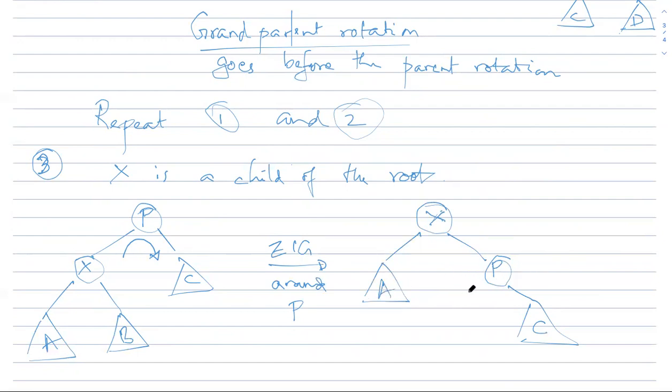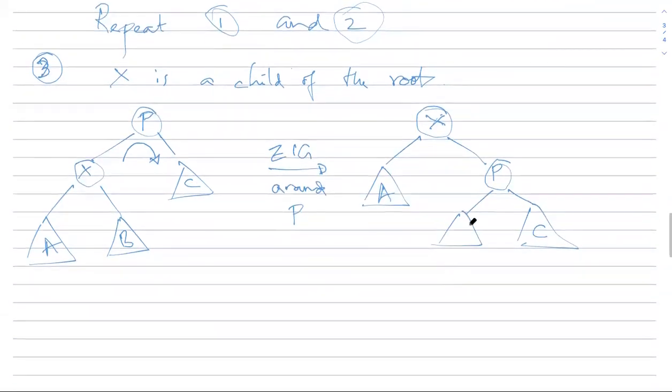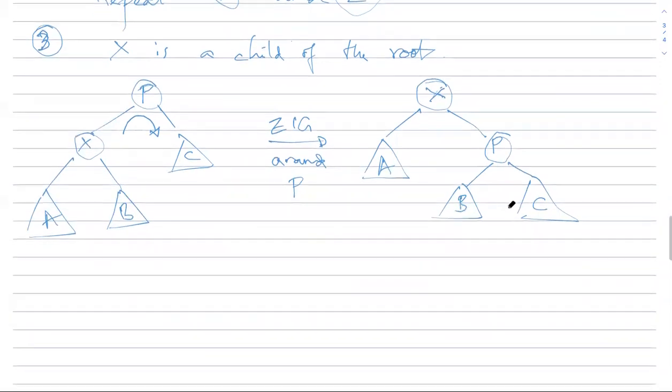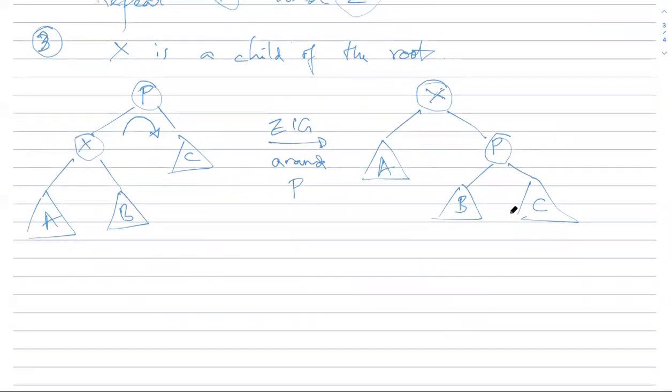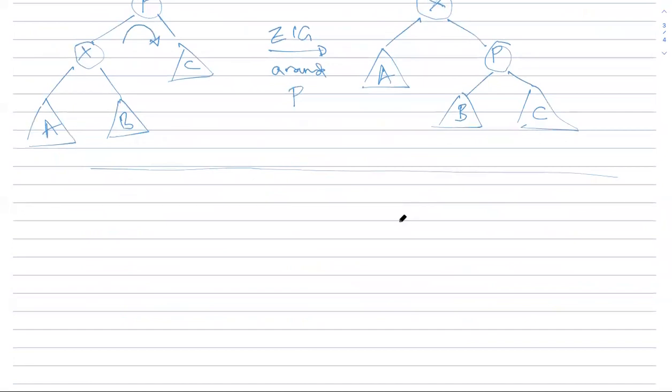A stays at the left subtree of X, and then B shifts from being the right subtree of X to becoming the left subtree of P. Okay, so that's about it. So these are the basic rotations that we are playing with. So let's just try to see this in action, how it would look like.